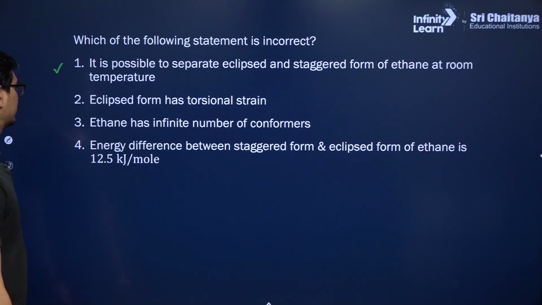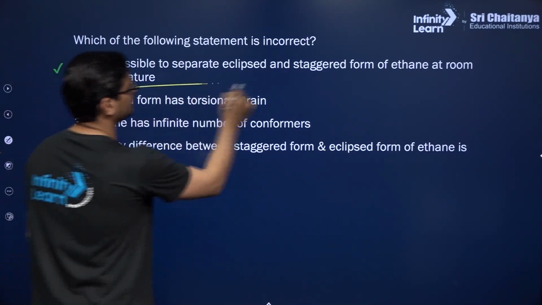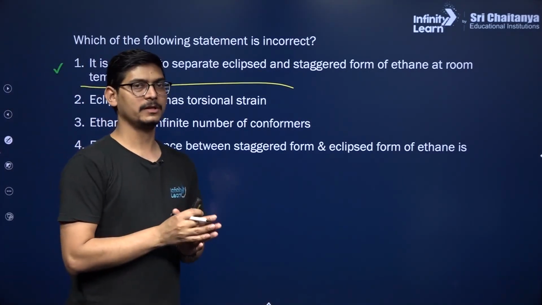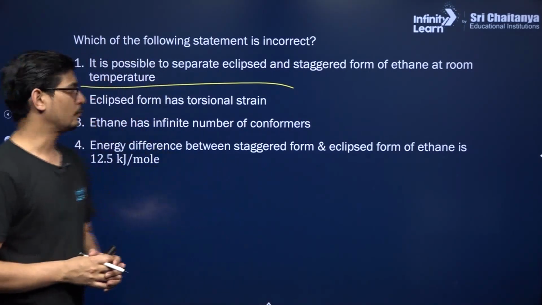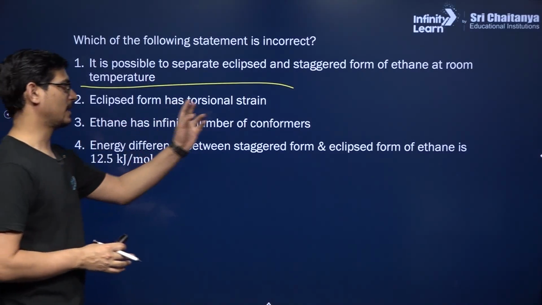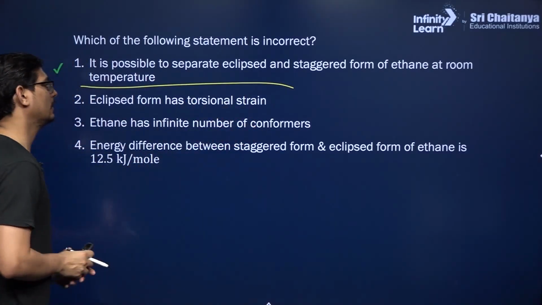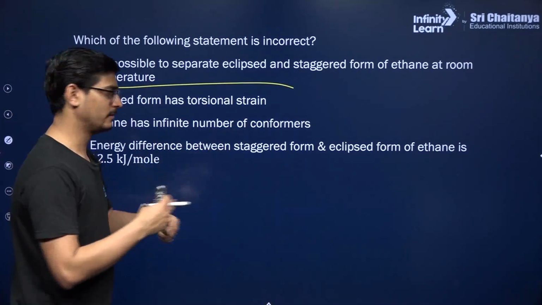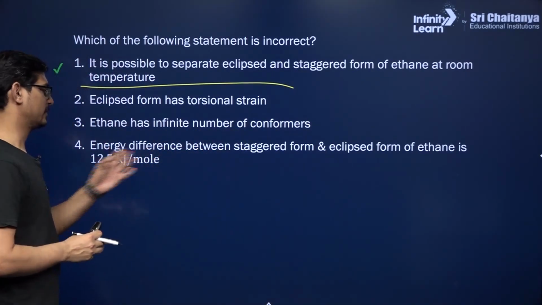Which of these statements is incorrect? This is incorrect because eclipsed and staggered forms are very rapidly interconverting into each other. It is not possible to separate them at room temperature. Otherwise, the eclipsed form is unstable because of torsional strain and steric strain. Ethane has an infinite number of conformers, you can rotate by infinite angles, and the energy difference is theoretical.